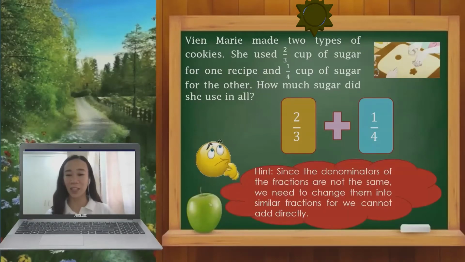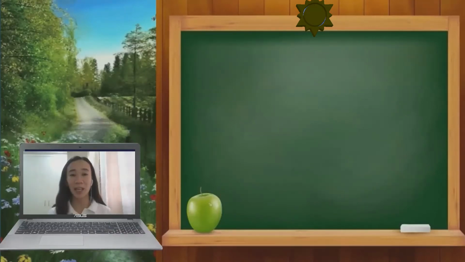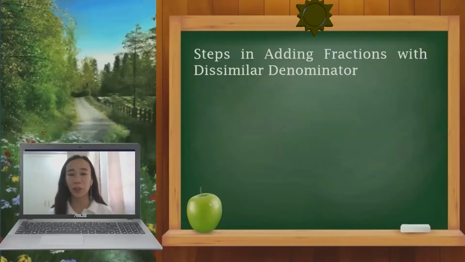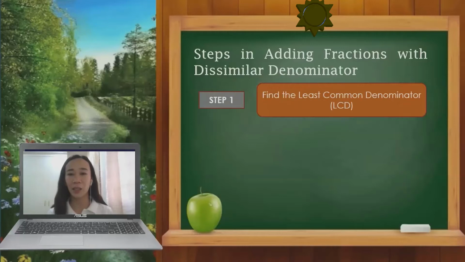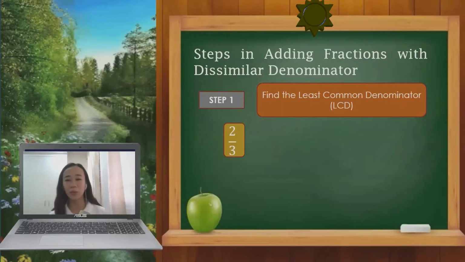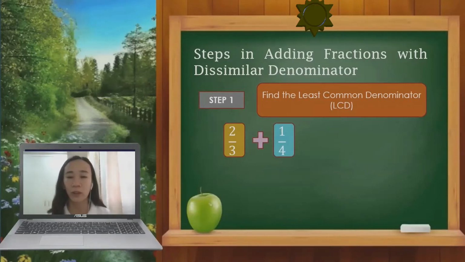So how are we going to add these? Okay, we have a hint here. Since the denominators of the fractions are not the same, we need to change them into similar fractions, for we cannot add directly. Steps in adding fractions with the similar denominator. So the first step is find the least common denominator. What is the least common denominator? Since we have here 2/3 and 1/4, the denominators are 3 and 4.